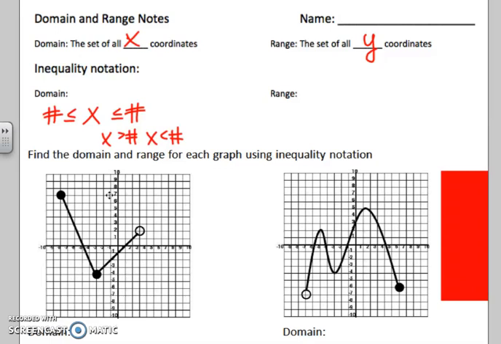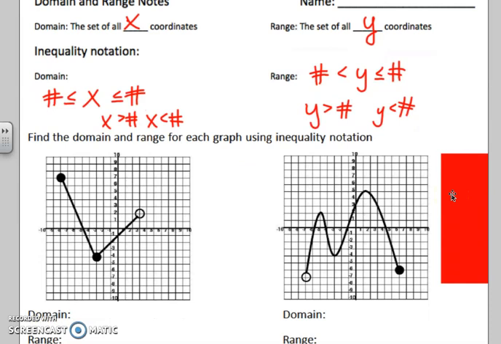So then that means the range is going to be written the same way as well, but with the y values. So you could have a number is less than y is less than or equal to a number. Again, you could have y is greater than a number, and y is less than a number. Okay, so those are the three kinds of ways that we're going to be writing domain and range from a graph. Okay, so let's take a look at some examples.